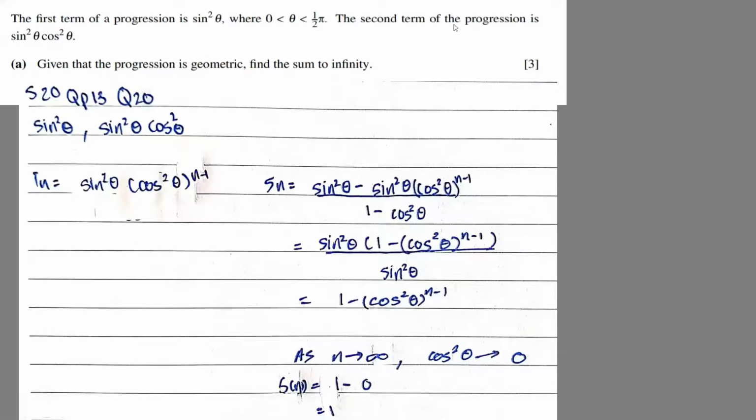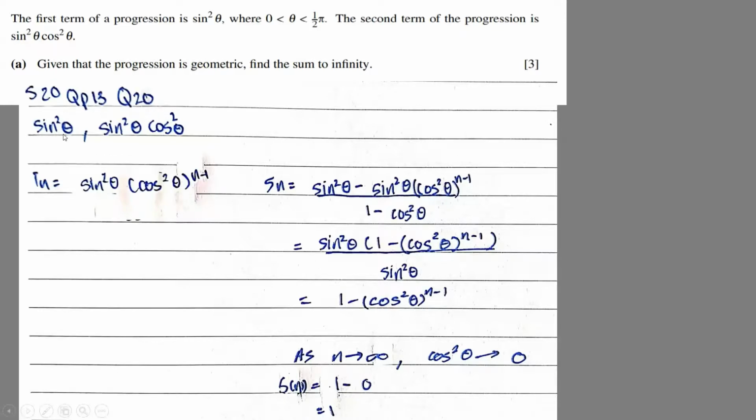All right, moving on. They say that the first term of a progression is sine squared theta, where theta is more than 0 and less than pi over 2. The second term of the progression is sine squared theta multiplied by cosine squared theta. Given that the progression is geometric, find the sum to infinity.